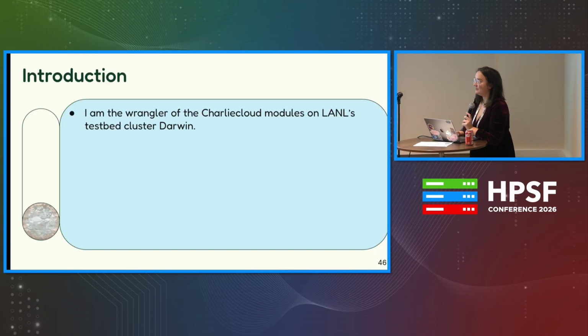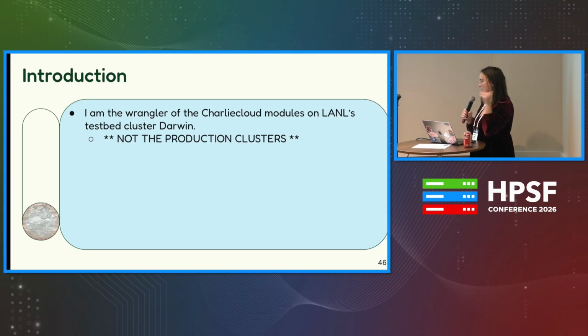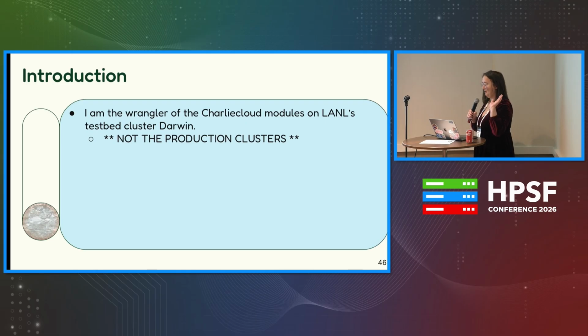I just want to clarify the scope of the modules I work on. I only do the Charliecloud modules on Los Alamos's testbed cluster, which is Darwin, not the production clusters. That's a whole different beast. I do not touch those. This is just the testbed cluster.